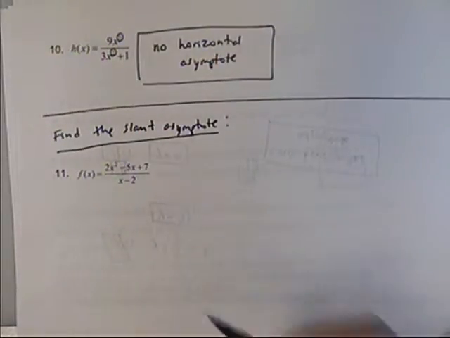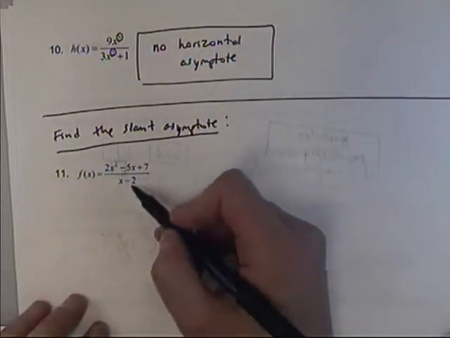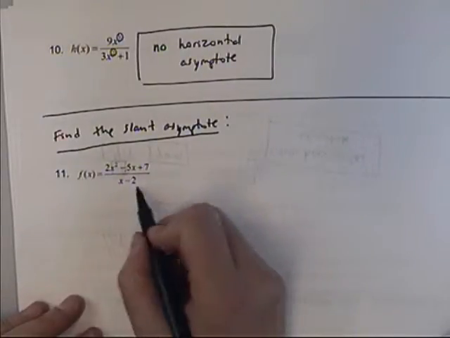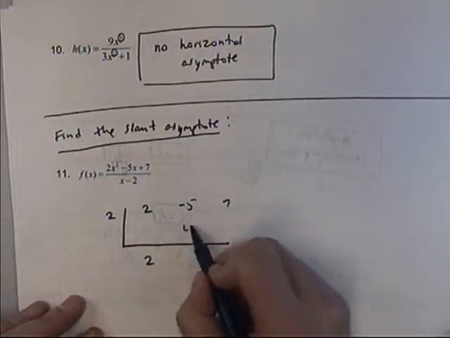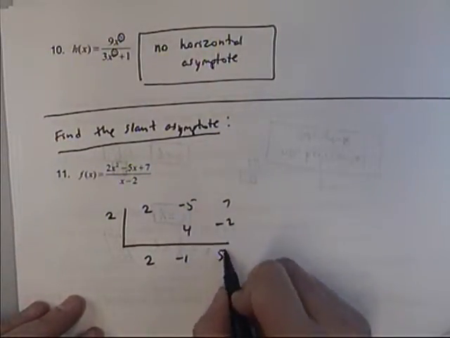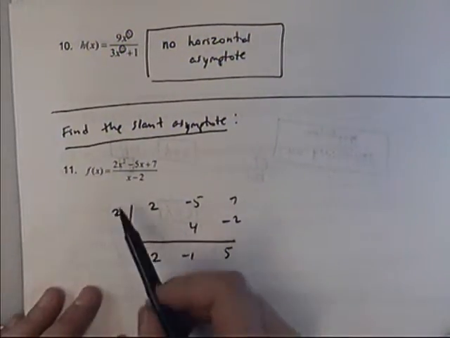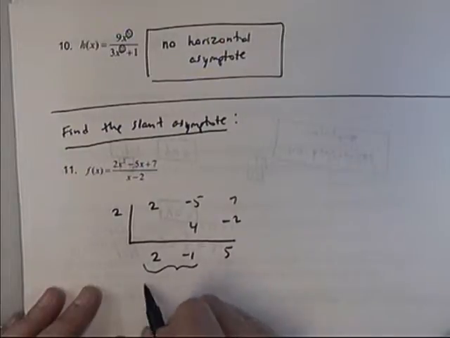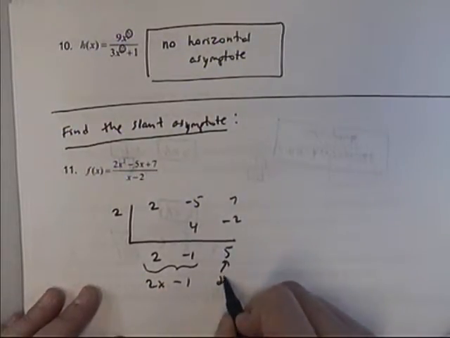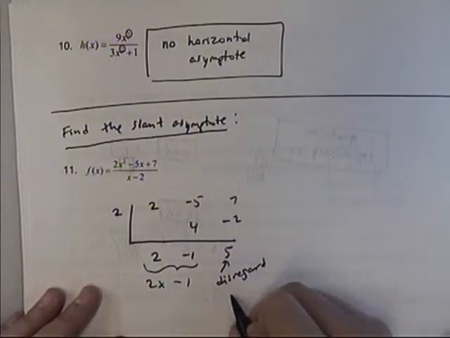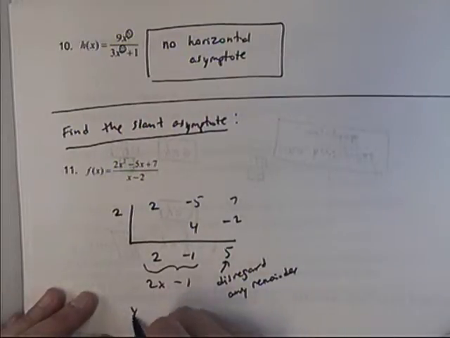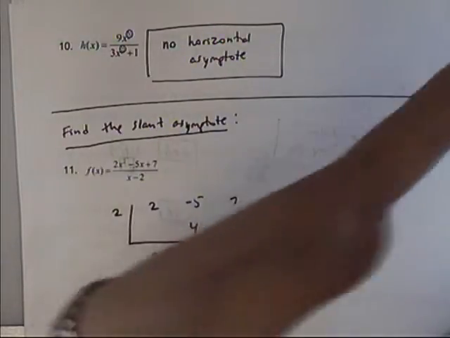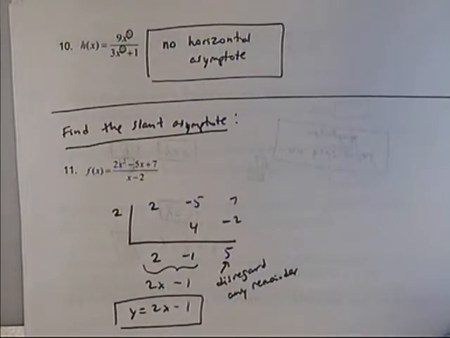Okay, what you basically do is you divide. You actually divide this out. I'm going to use synthetic division because it's faster. So I'm going to use 2, and I'm going to divide into 2, negative 5, and 7. So 2, 4, negative 1, negative 2, and 5. Okay, that means that I divided a first degree into a second degree. So this is actually 2x minus 1. We disregard any remainders in this instance, and we simply say that y equals 2x minus 1 is our slant asymptote. It's basically a diagonal line like this across our graph that our graph doesn't cross, doesn't touch.